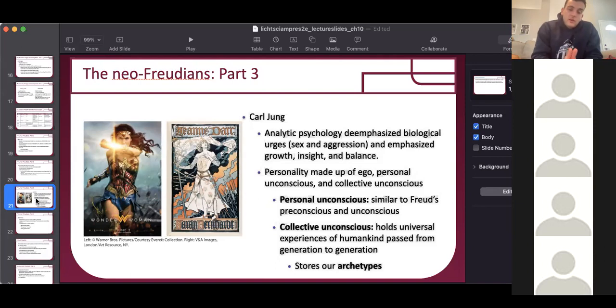Then one of the things that Jung is most known for is this idea of a collective unconscious, because there are universal experiences from culture to culture that we all kind of identify with.